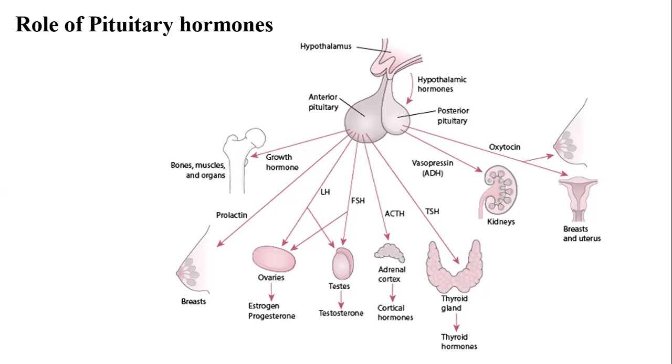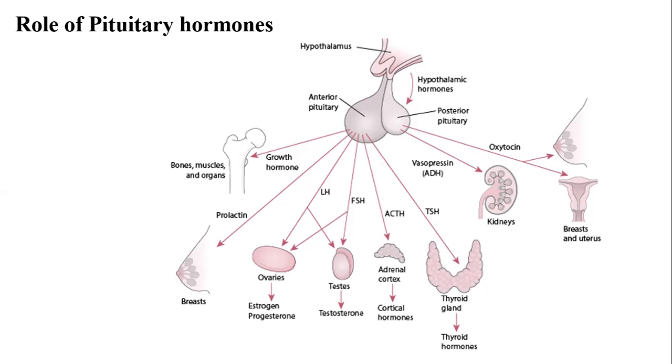Then ACTH, adrenocorticotropic hormone, stimulates the adrenal cortex for secretion of cortical hormones. And the last one, or sixth hormone from the anterior pituitary, is TSH, thyroid stimulating hormone, which stimulates the thyroid gland for secretion of thyroid hormone. Okay, these are the 6 hormones of the adenohypophysis.